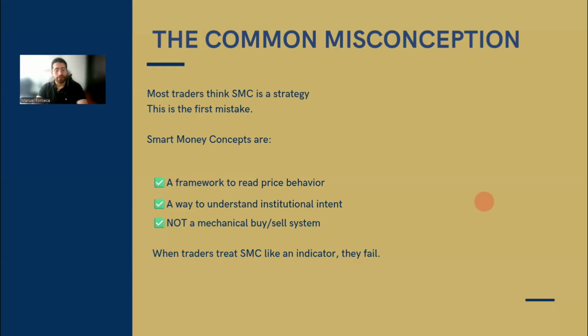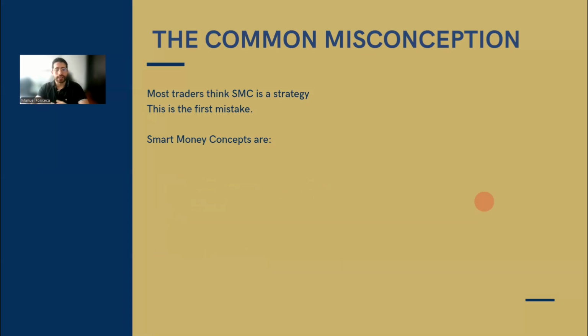When traders treat smart money concepts like an indicator, they fail. Smart money concepts are just a way of understanding the behavior of the market, like any other type of strategy out there. All of them rely on this same misconception: on their own, they are not systems to operate. They're just frameworks to read the price behavior. What we really need to do is create rules or setups to help you understand when to buy or when to sell. All right, but we're going to see that later.